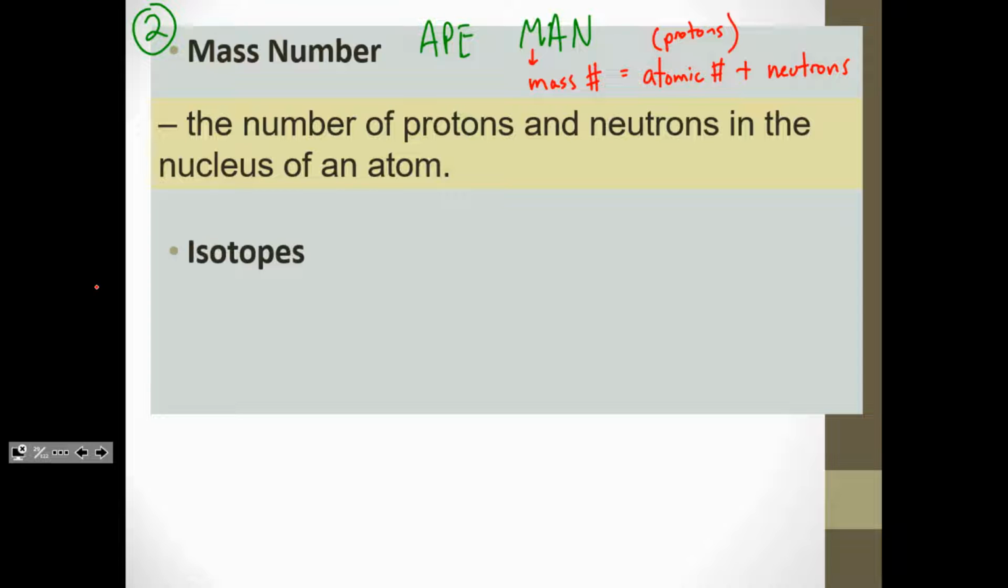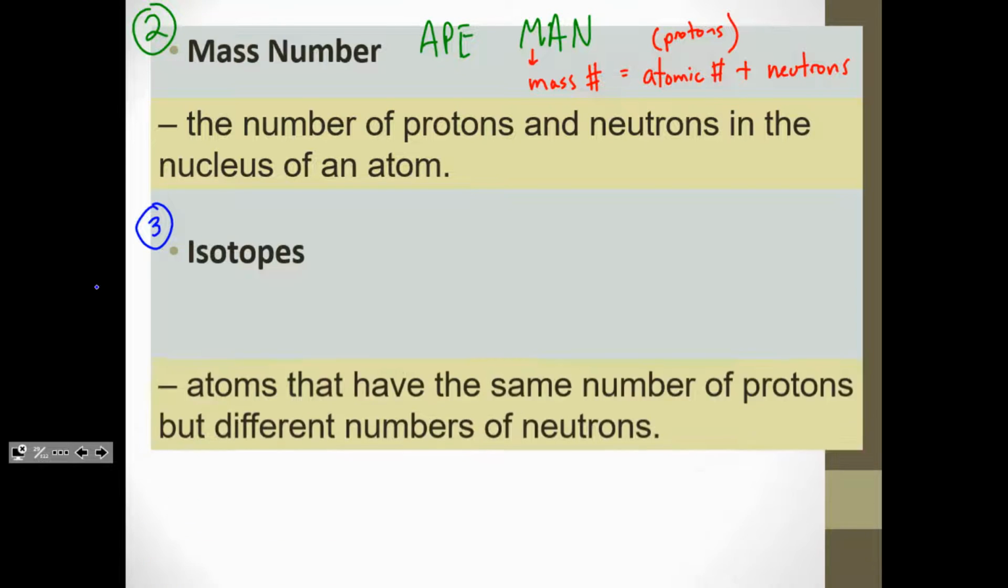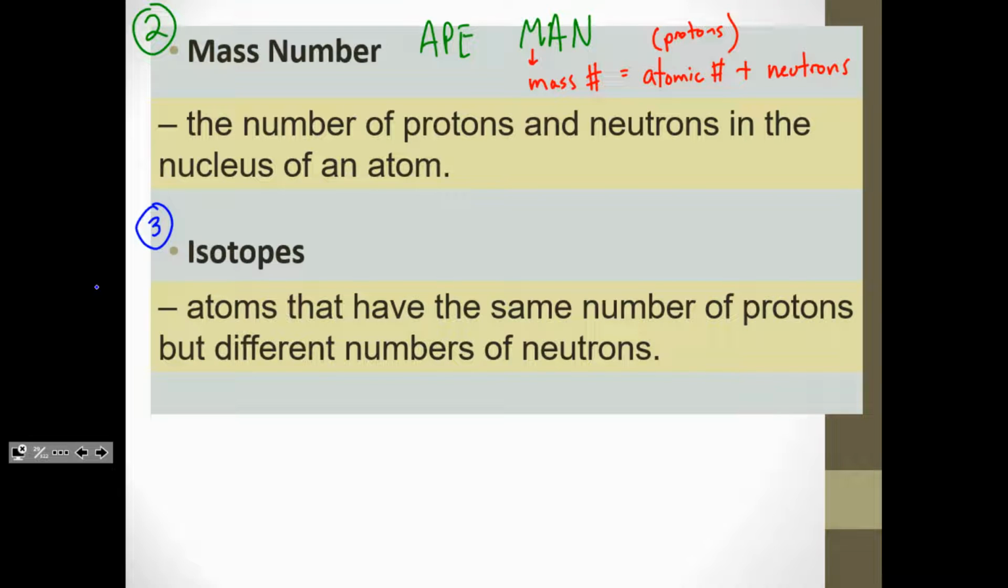So we're going to go ahead and talk a little bit about isotopes, which is really the third objective today. But isotopes are atoms that have the same number of protons, but a different number of neutrons. So that carbon atom that we looked at in the first slide, it had the same number of protons, but if you notice, the masses were different, which means the number of neutrons were different.